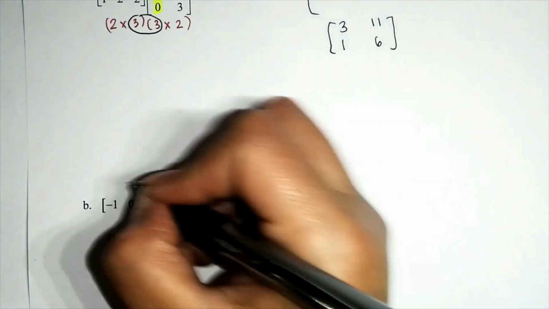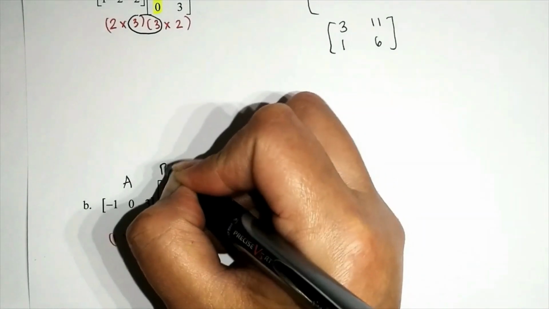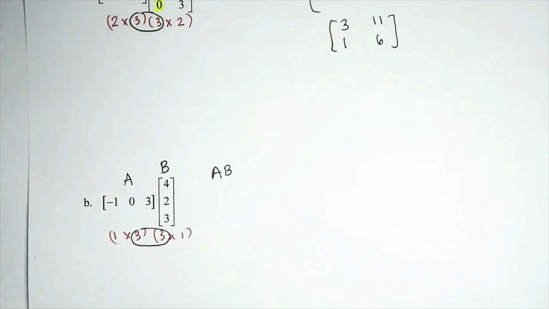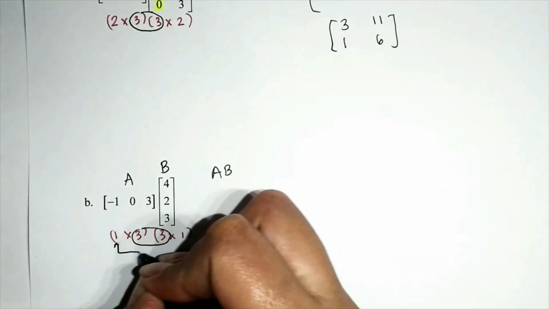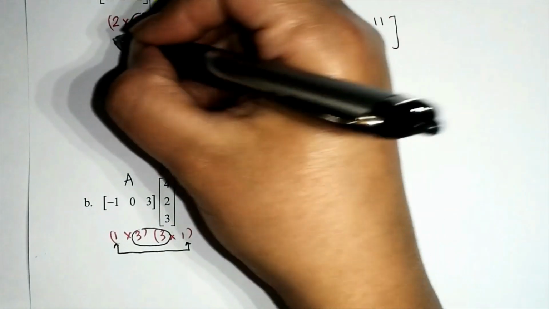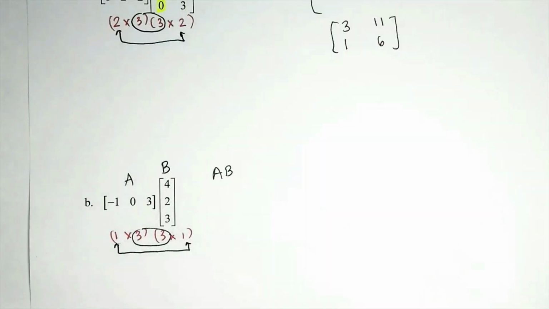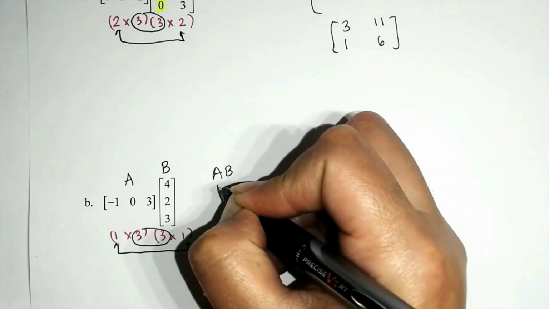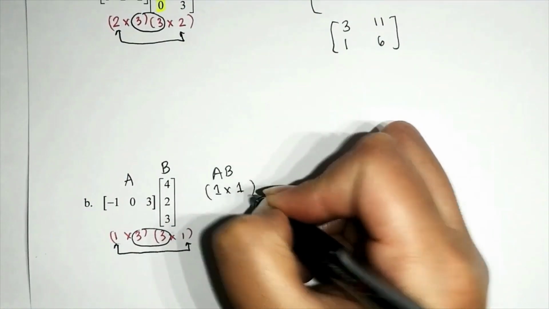Okay, so now if the first matrix we call A, the second matrix we call B, what will be the size of the product? So the size, we look at the ends. Okay, maybe I should have done that over here. So we look at the ends, and the product should be of size 1 by 1. So it's a matrix with 1 row and 1 column.